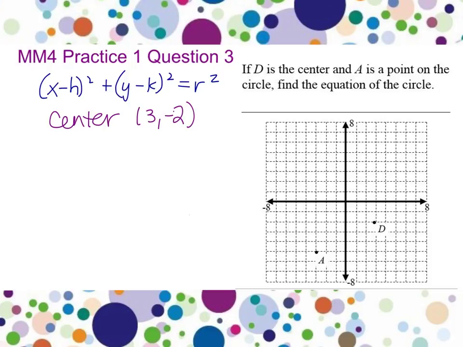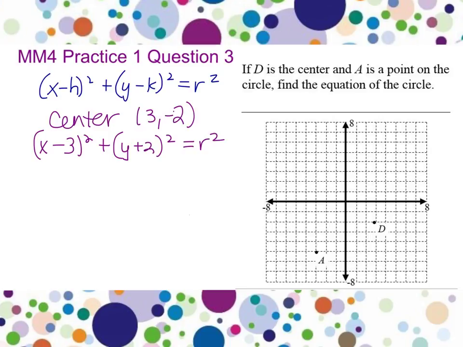So we actually know the left side of our equation. The only thing we don't know about this equation is the value of the radius squared. So we just need to find the radius. And what we could do is we could start by plugging this in. So I could say x minus 3 squared plus y plus 2, because it's like y minus -2, which becomes y plus 2 squared equals r squared.